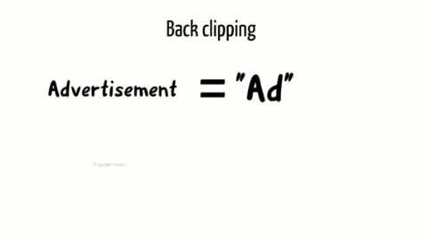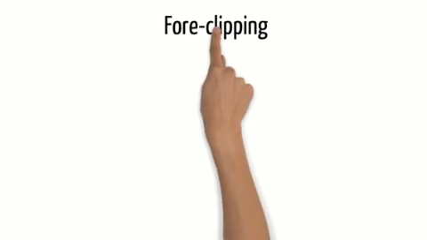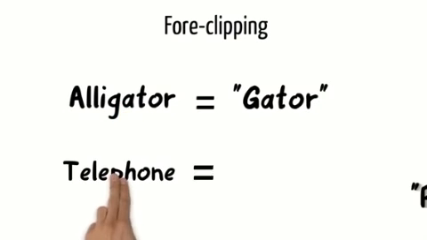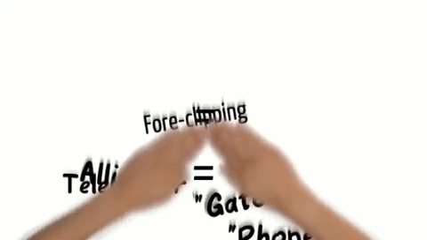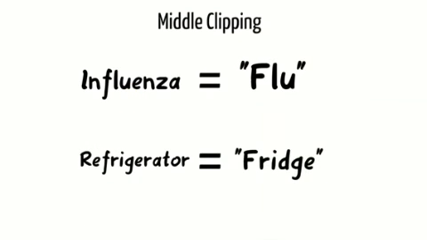Back clipping, in which the beginning is retained. Examples: ad equals advertisement, pop equals popular music. Fore clipping, in which the final part is retained. Examples: gator equals alligator, phone equals telephone. Middle clipping, in which the middle part is retained. Examples: flu equals influenza, fridge equals refrigerator.